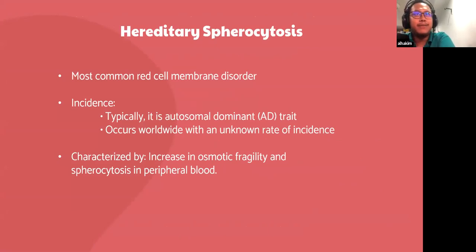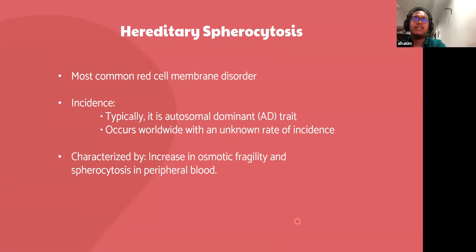Next is hereditary spherocytosis. It is the most common red blood cell membrane disorder. It's different from G6PD. Hereditary spherocytosis is a membrane defect. The inheritance is autosomal dominant, occurring worldwide with an unknown incidence rate, characterized by increased osmotic fragility and spherocytosis in the peripheral blood. In the osmotic fragility test, the graph is shifted to the right.